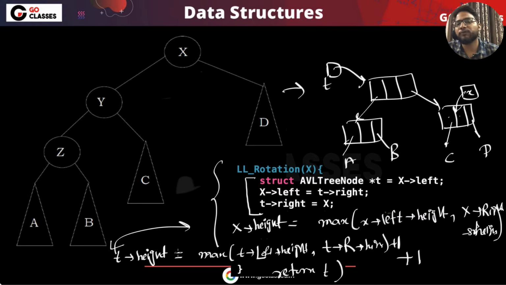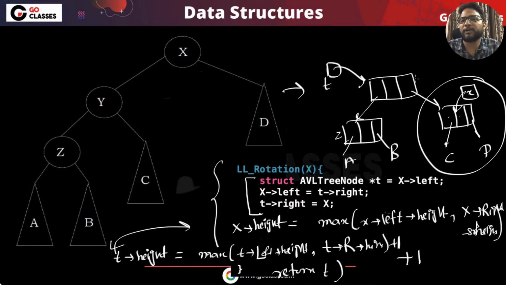Now remember that you cannot interchange these 2 lines. Why? Because if you are updating t height first, then x height, it is actually making use of x height. T left is z, and t right is x, and x height is not updated yet. So that's why it will wrongly update the height. So first update the x height and then only update the t height. Do not interchange these 2. That is all. I hope you got it, right?